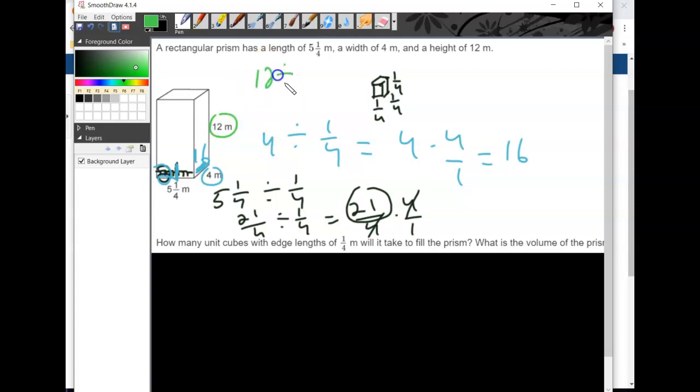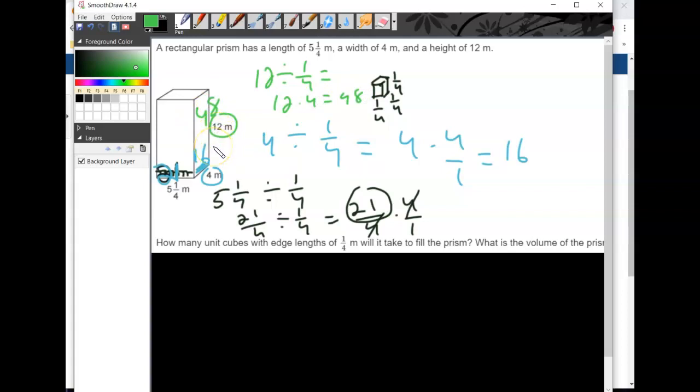Because 12 divided by 1/4 is going to be, remember, flip it and multiply, dividing fractions. Don't be shy. Flip the second number and multiply. That's going to be 12 times 4. It's going to be 48. So I can fit 48 of them up that way.